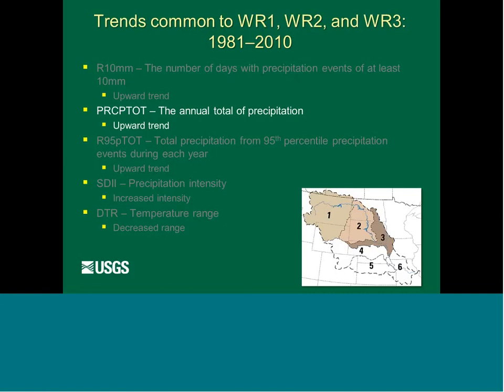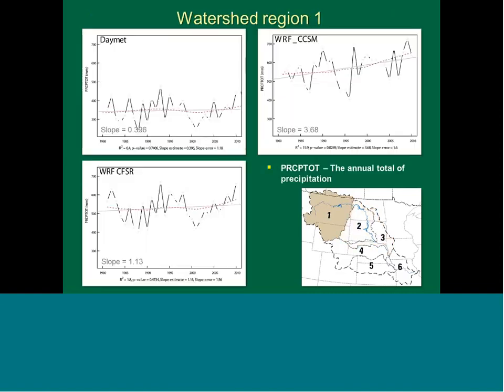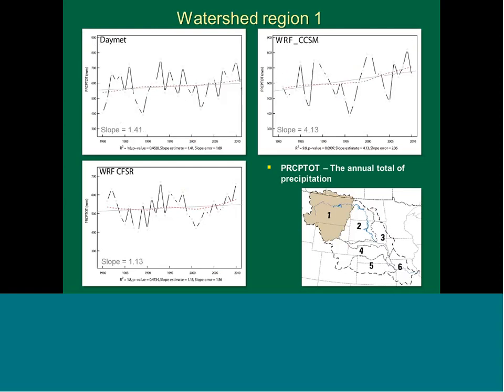And then next we'll look at the annual total of precipitation. We've got an upward trend in these 3 watershed regions. Again, Watershed Region 1. This is where WRF CCSM tends to show a much greater increase in the amount of annual precipitation than the reference or WRF CFSR. And looking at Watershed Region 3, they're fairly comparable. WRF CCSM tends to be the wettest, or greatest amount of precipitation, and WRF CFSR sort of splits the difference and is fairly close to the reference data set.